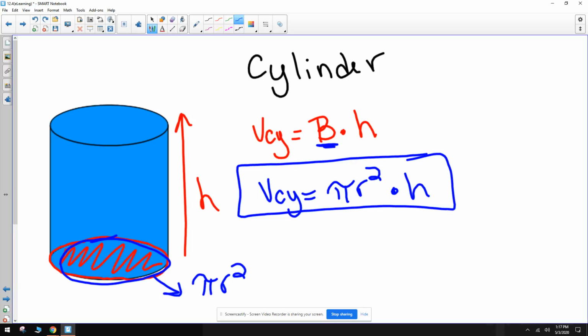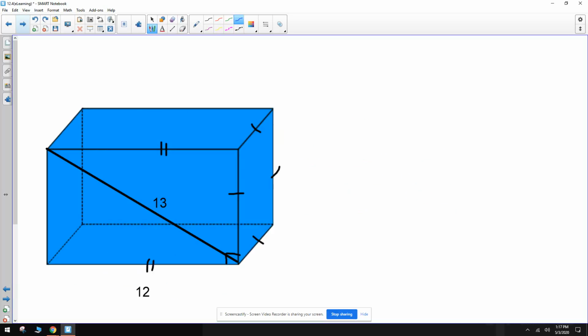So now we're going to take our formulas and we're going to use them in some example problems. I have 3 of them. The first one is a prism, and we're going to find the volume of this prism.